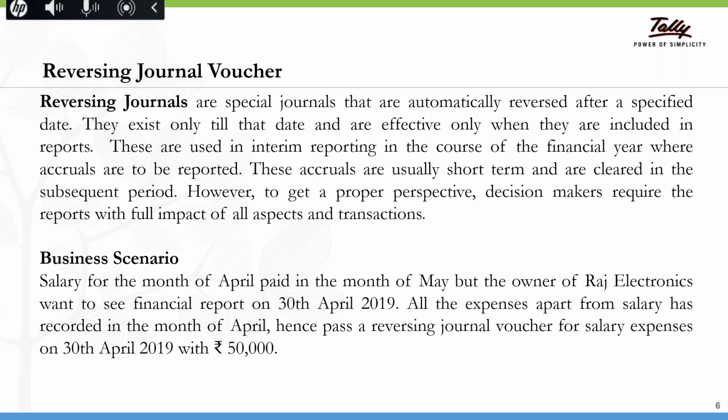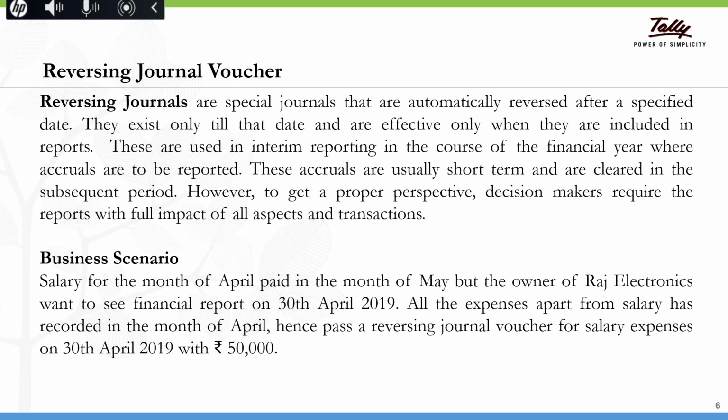Okay. So it is an accrual based accounting system, which means it is not paid yet, but the expenses are accrued in the month of April. Salary will be paid in the month of May, but the expense is considered in the month of April. So the owner of Raj Electronics wants to see the financial report on 30th April 2019. All the expenses apart from salary have been recorded in the month of April, hence pass a reversing journal. So here you have to pass a reversing journal voucher for salary expenses on 30th April 2019 with rupees 50,000.